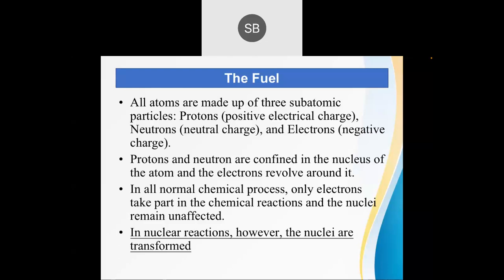So whenever we consider the atom, it is made up of three subparticles. First is the proton, second is the neutron, and third is the electron. Okay, the proton has a positive electric charge, the electron has a negative electric charge, and the neutron is neutral. It doesn't contain any charge.